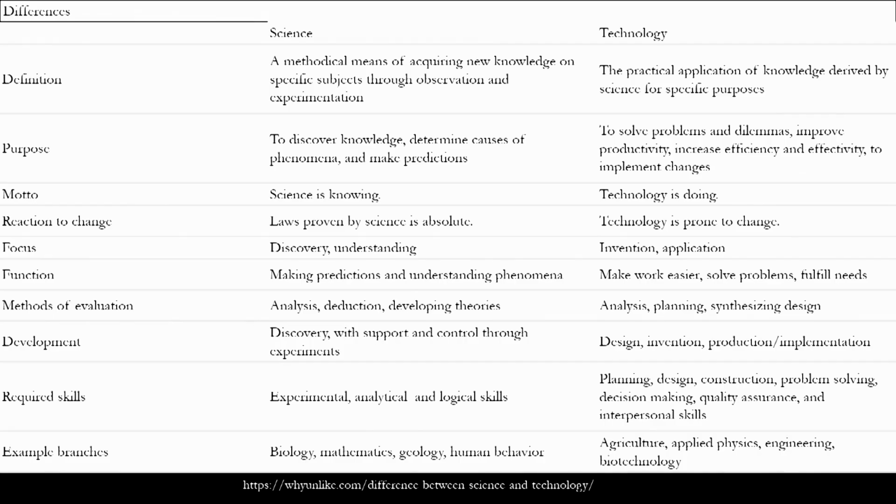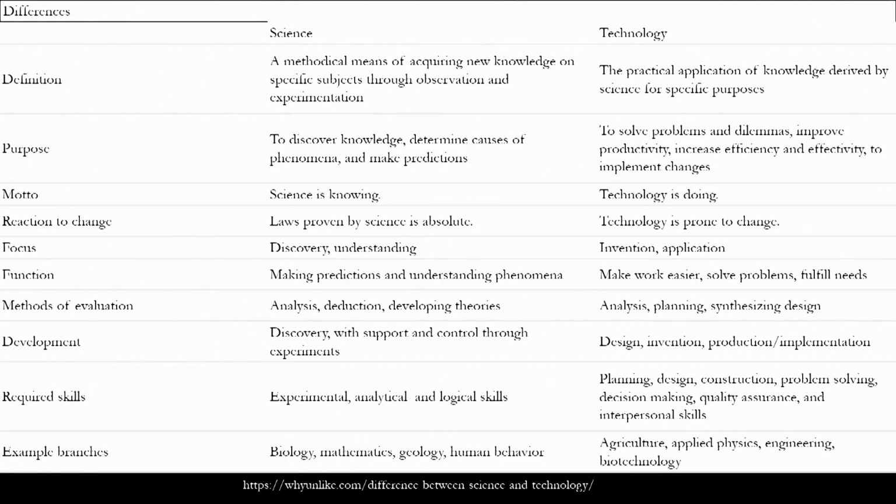Whereas technology, the practical application of knowledge derived by science for specific purpose. So, technology is when you use this knowledge for specific purpose. More often than not, it is to make human life better or human life more comfortable than before. So, technology entails that we use the scientific knowledge to apply it for our day to day needs and necessities.